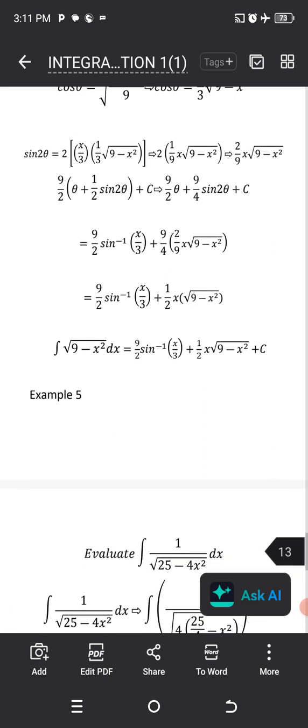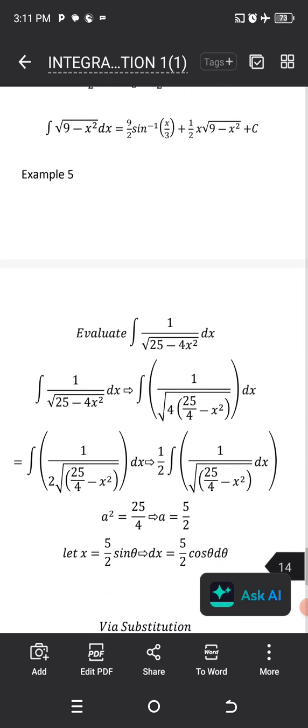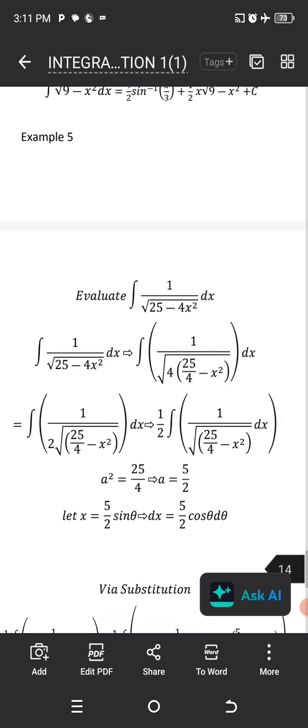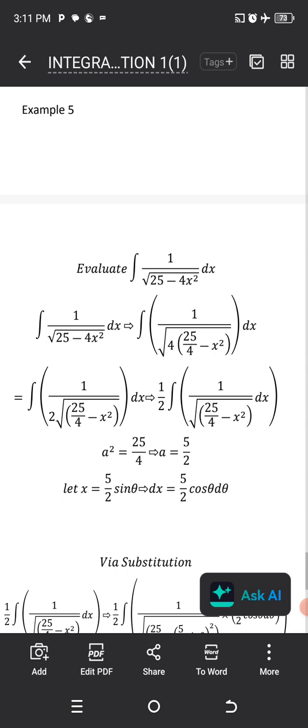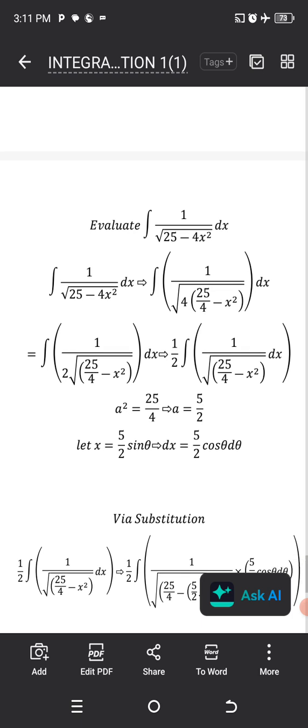So we go to example 5. Example 5 states that we evaluate the integral of 1 all over square root of 25 minus 4x squared dx. It's the same as example 3, but this one is a little bit more complex, though not really complex. So how can you solve this? The first thing is what?